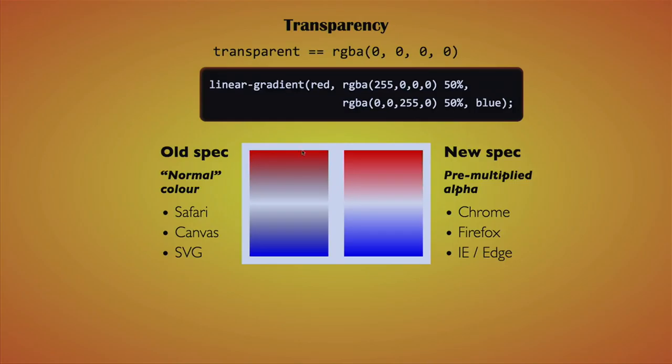The best way to work around this is to actually define two different color stops at exactly the same point, one of which is, so for example, here from red to a fully transparent red, then instantly switch to a fully transparent blue, and then go to normal blue.